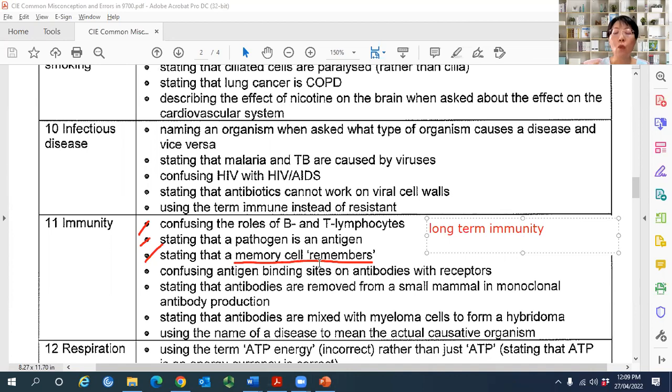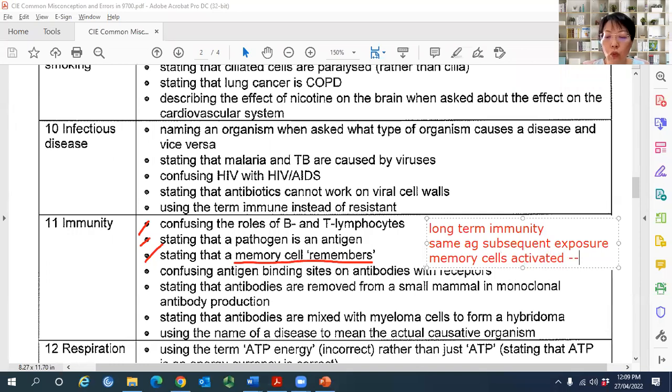So that means that when this person is exposed to the same antigen in a subsequent infection, or subsequent exposure, that means after you are exposed to the antigen for the first time, in your subsequent exposure, you already have memory cells. So in a subsequent exposure to the same antigen, your memory cells will be activated to do what? That means they will divide and differentiate into more plasma cells and memory cells, right?